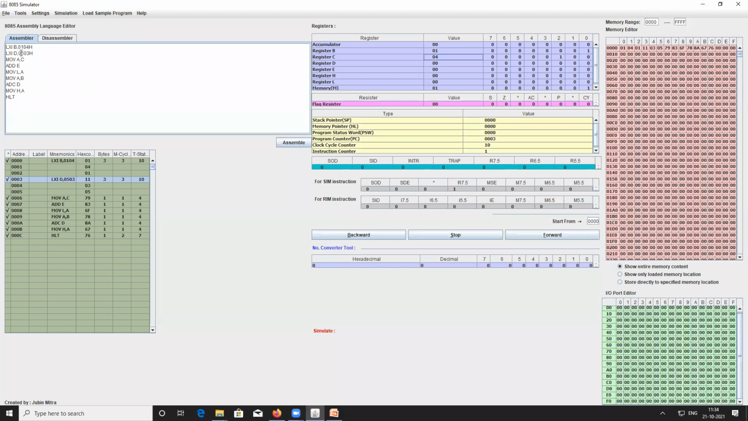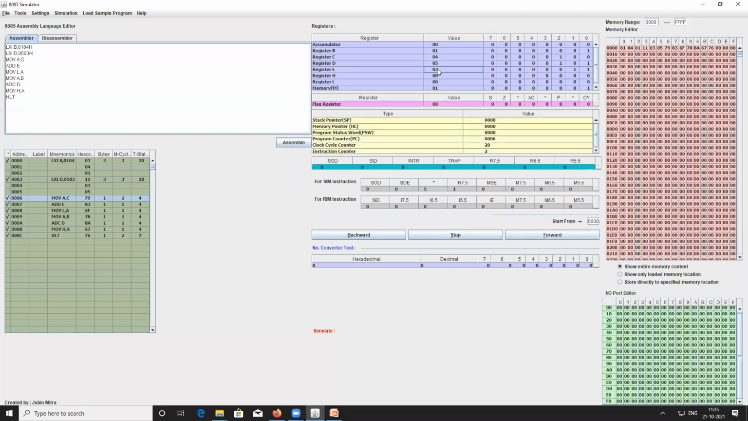After that, LXI D 0503. What will happen after this? 05 will be stored into D and 03 will be stored into E. See, step by step we go forward. 05 is stored into D and 03 is stored into E.